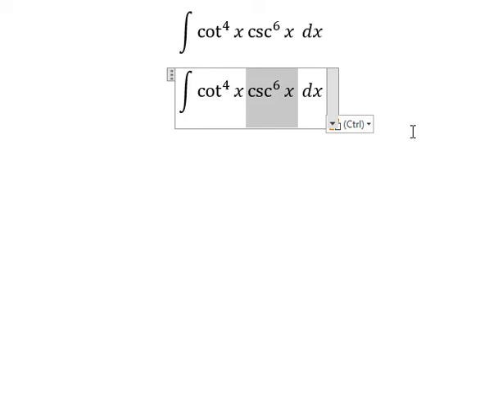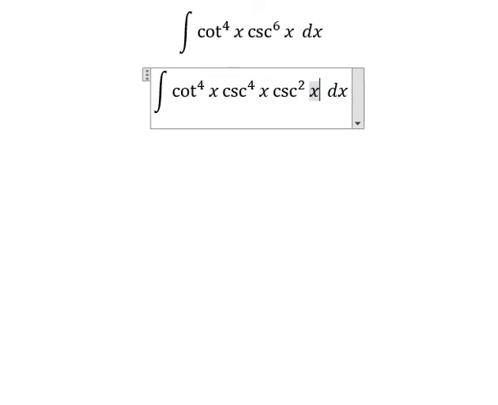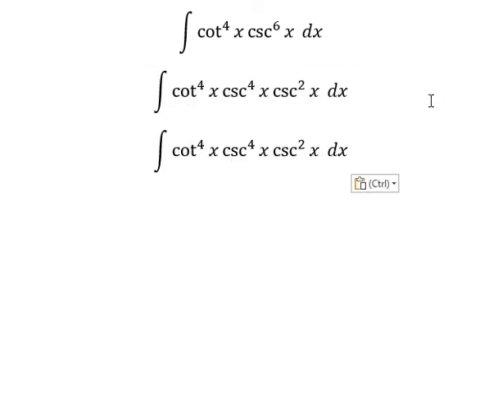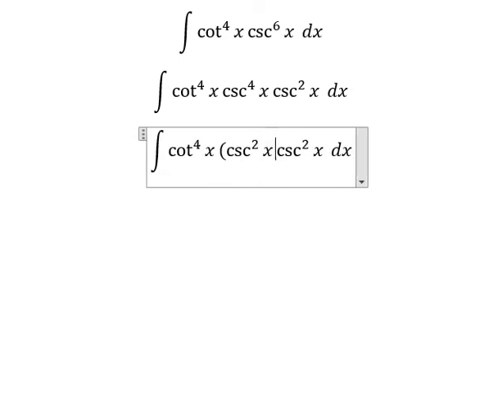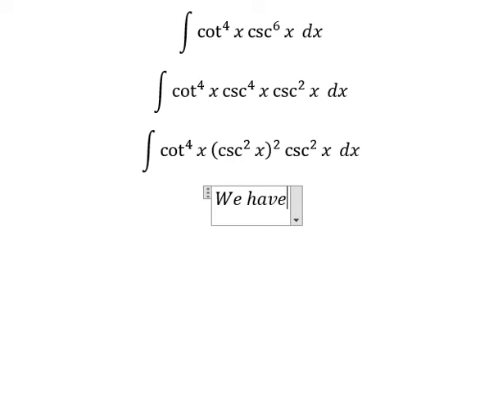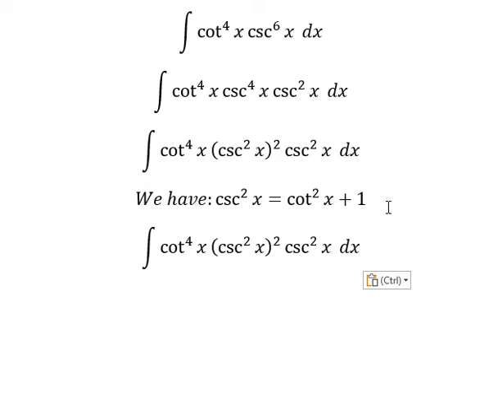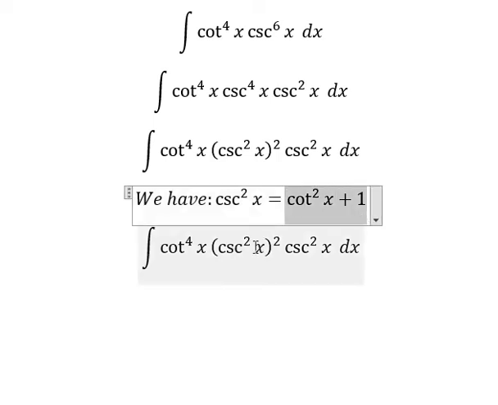About this one, we can put it into cosecant of x to the power of 4 as cosecant of x squared, and cosecant of x squared. This one we need to change to cosecant of x squared to the power of 2. Next, we have the formula: cosecant of x squared equals cotangent of x squared plus 1. Now, I will put this one in here.